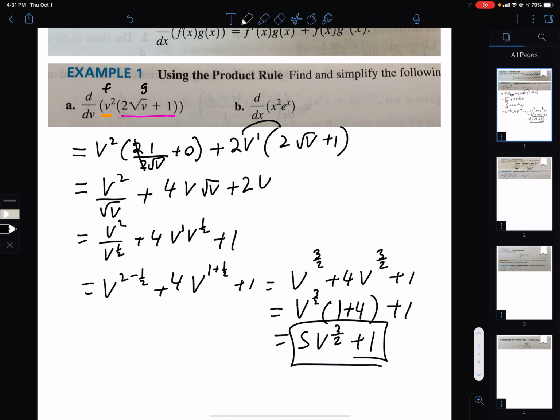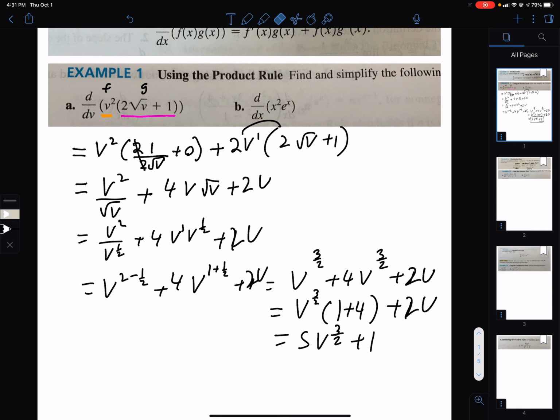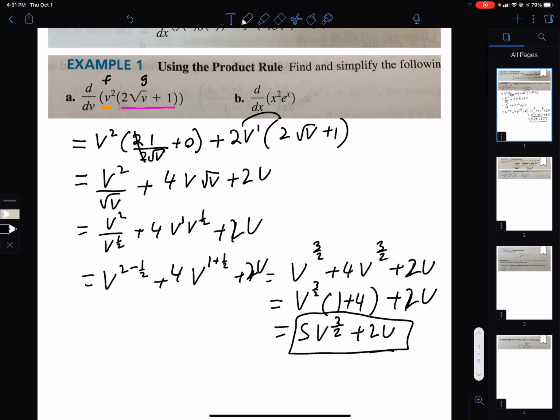Yoshida, what are you doing? 2v, 2v, 2v. I think 2v is actually someone's name. All right, sorry about that, folks.